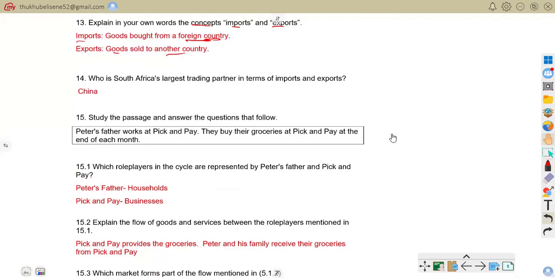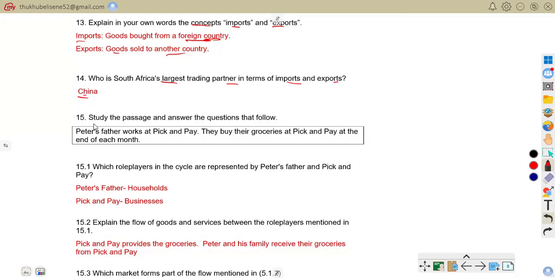So now let us move on to 1.4. It says, who is South Africa's largest trading partner in terms of imports and exports? And then we're told that it is China. China is the largest trade partner with South Africa.